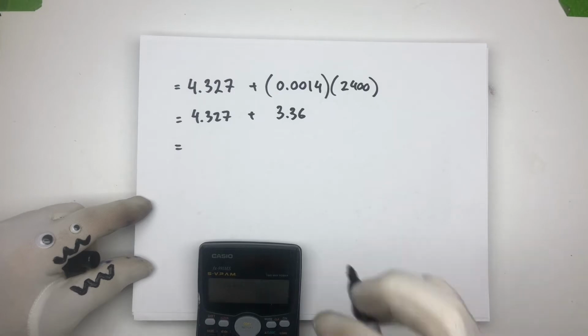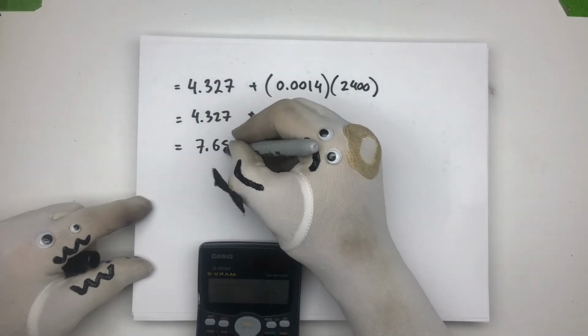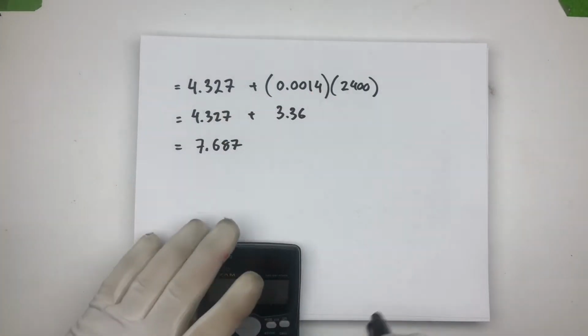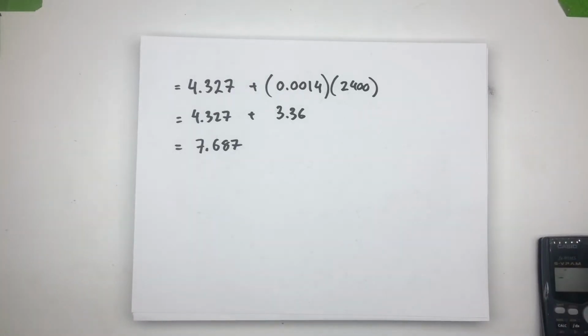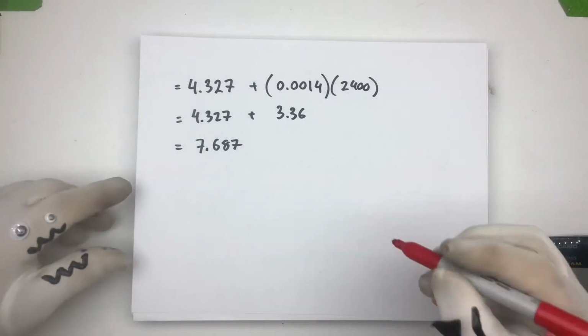4.327, 3.27. So I get 7.687. Okay. So there's our number. That doesn't change. That's the number, right? If I had to move on with calculations from here on, I would use that number. But now let's do what the precision is.